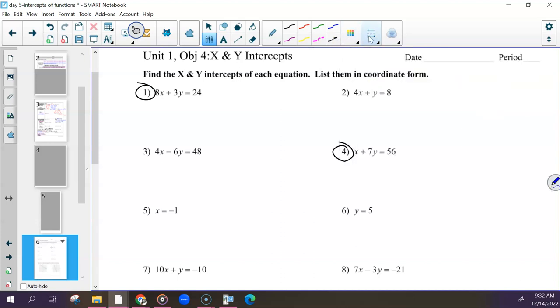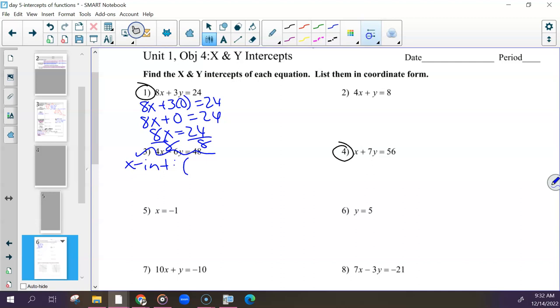The rules still apply. If we're looking for an x-intercept, our y has to be 0. If we're looking for a y-intercept, our x has to be 0. So if we're looking for the x-intercept, we would put 0 in for y, and then we'd solve. This would become just 0. So we have 8x equals 24. Divide both sides by 8, so that our x-intercept is what? 3. You were close. Notice I didn't put x equals 3 and then write it as an x-intercept. If you want to skip writing x equals 3, that's fine.